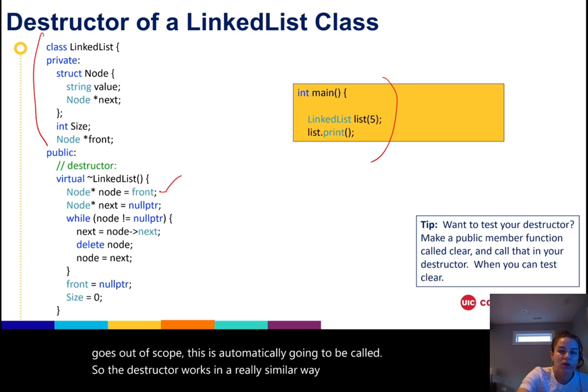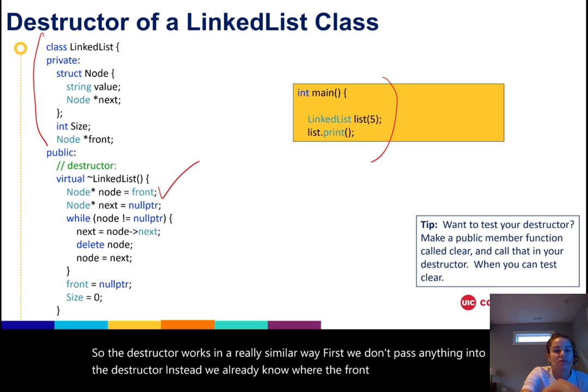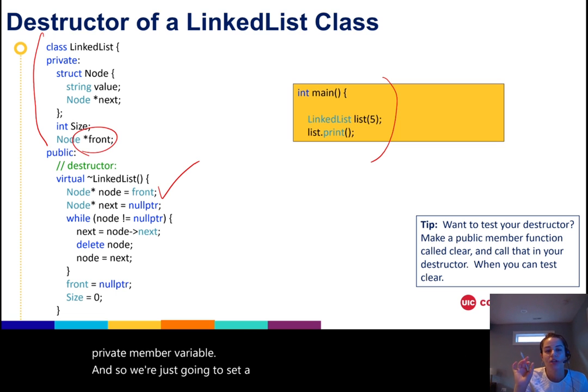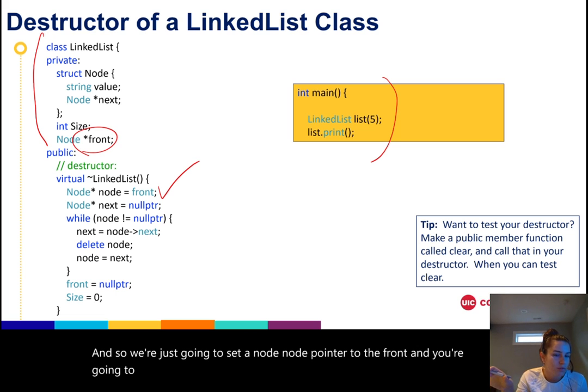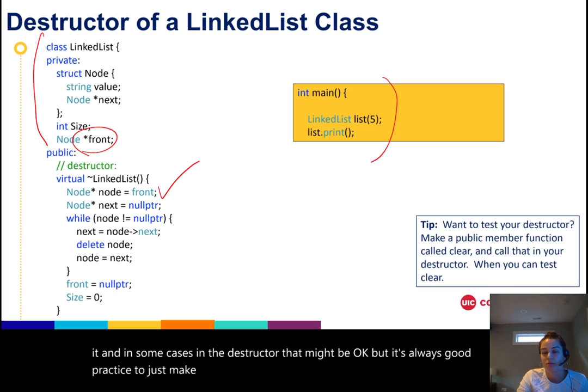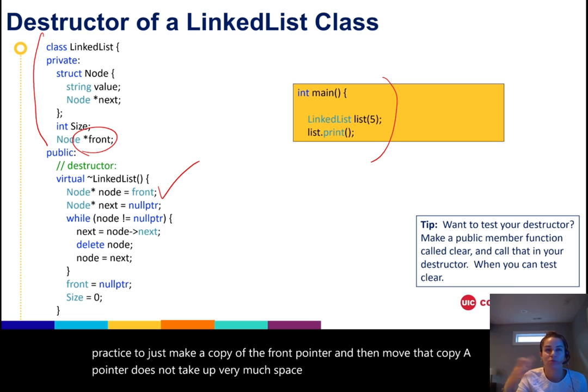So the destructor works in a really similar way. First, we don't pass anything into the destructor. Instead, we already know where the front of the list is. It's a private member variable. And so we're just going to set a node pointer to the front. And you're going to want to do this because if you just move the front pointer, then you'll have lost it. And in some cases in the destructor that might be okay, but it's always good practice to just make a copy of the front pointer and then move that copy. A pointer does not take up very much space, so making extra pointers is not an issue.